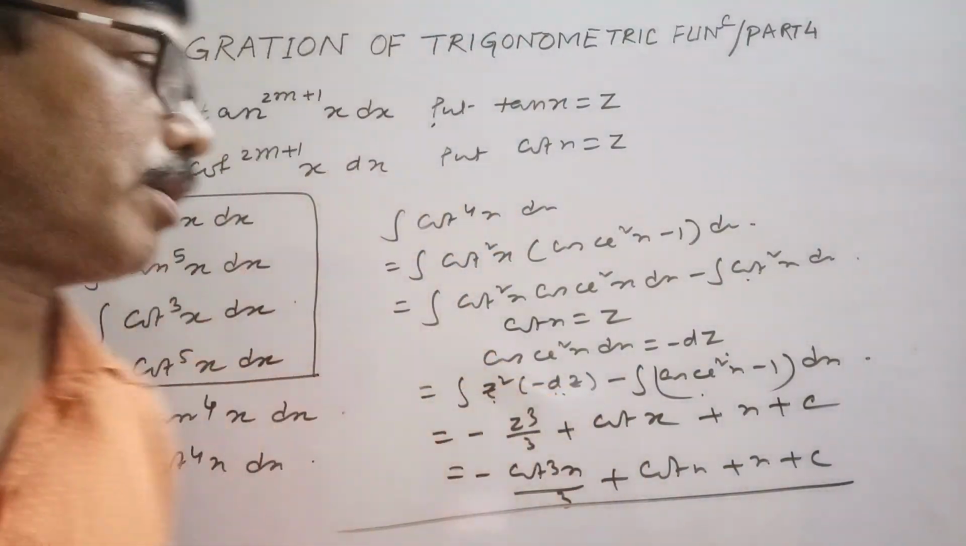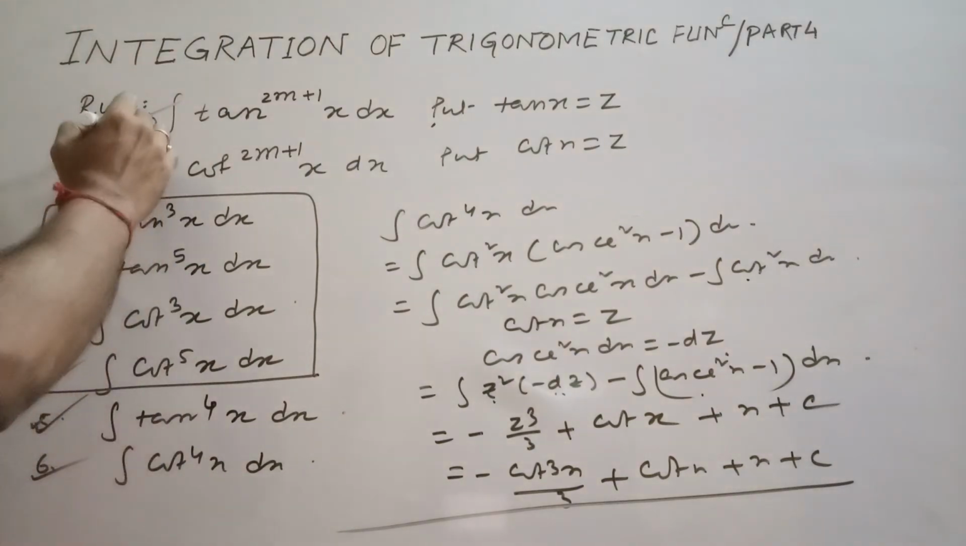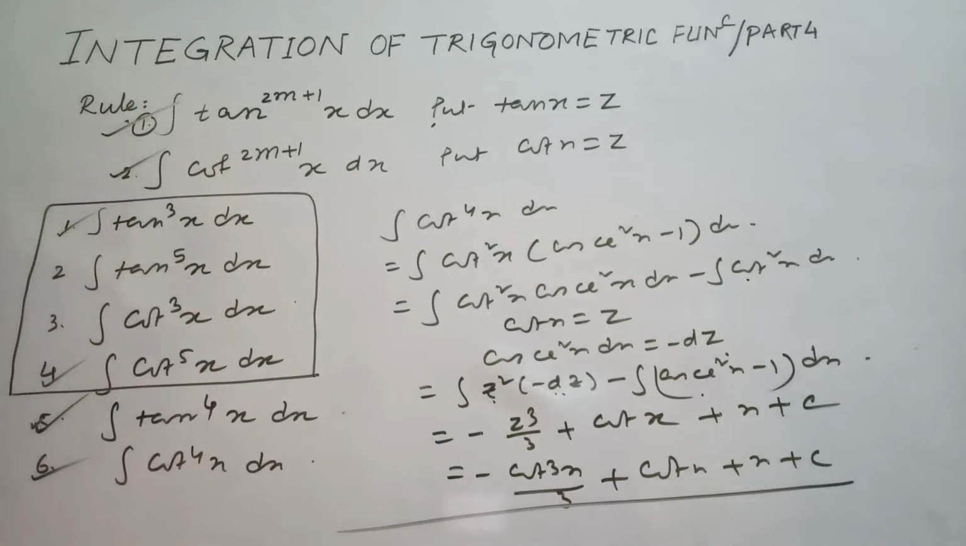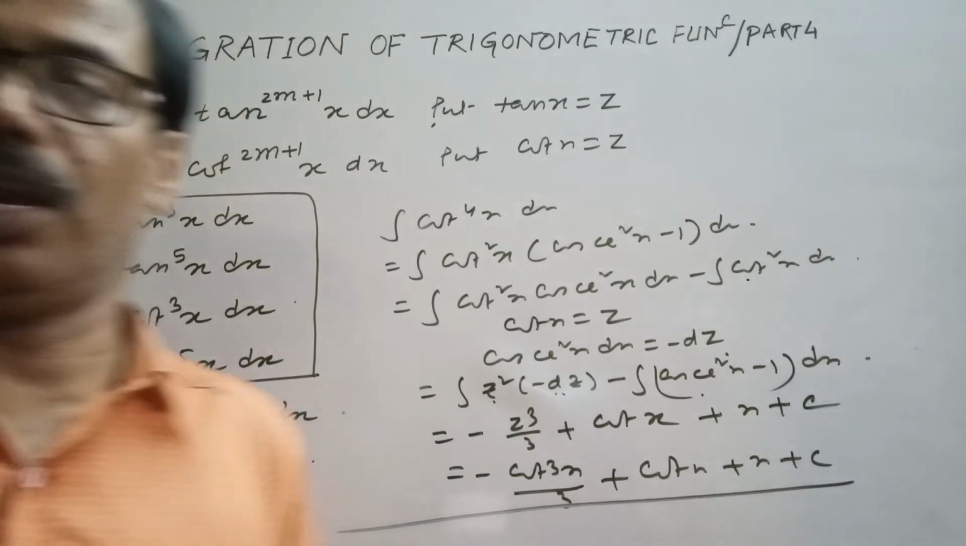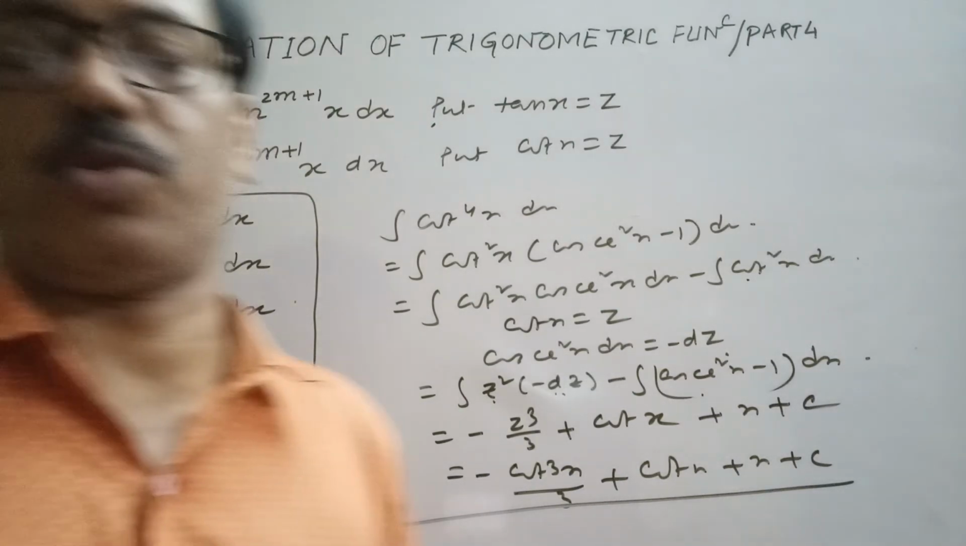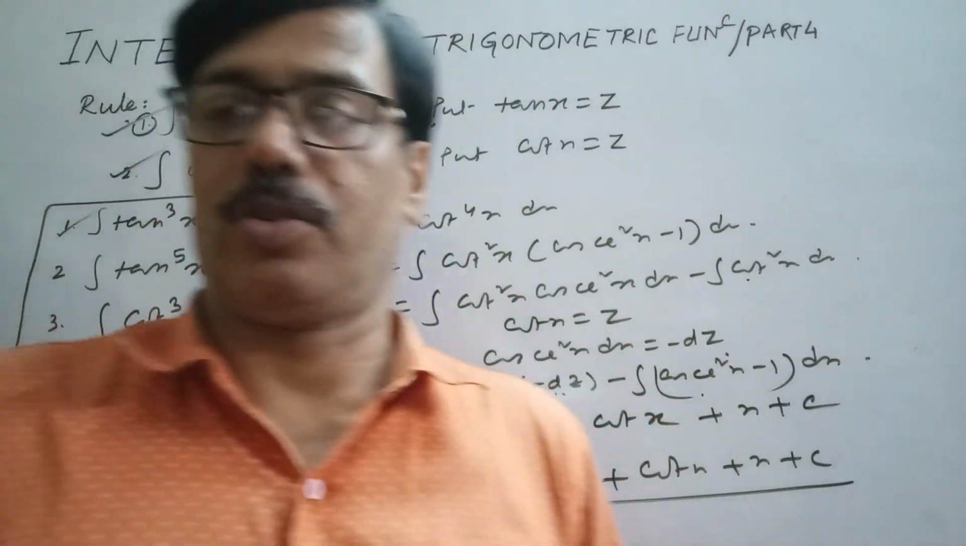So we can find the integration of odd power of tan and even power of tan. All are converted to the earlier form. Also we can find the integration for even power and odd power of cot. So the same procedure: tan x equals z or cot x equals z.